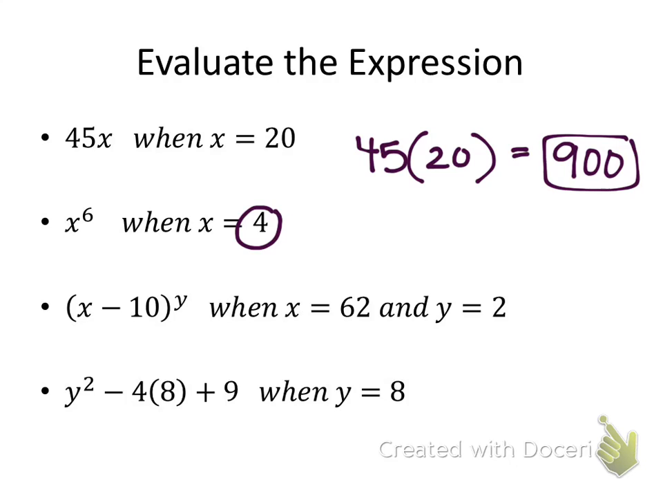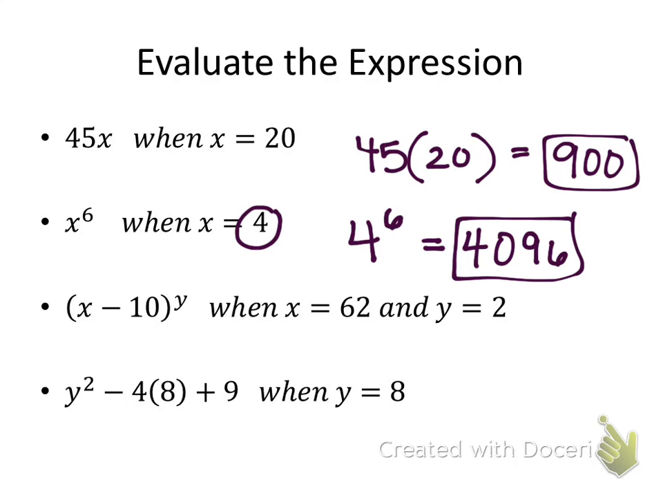Where am I going to put that for? Okay, what is the 4 going to go in for? What letter? X. Very good. Okay, so we're going to put the 4 in for the x, or the variable. Okay, and we're going to say 4 to the 6th power is 4,096. Perfect.